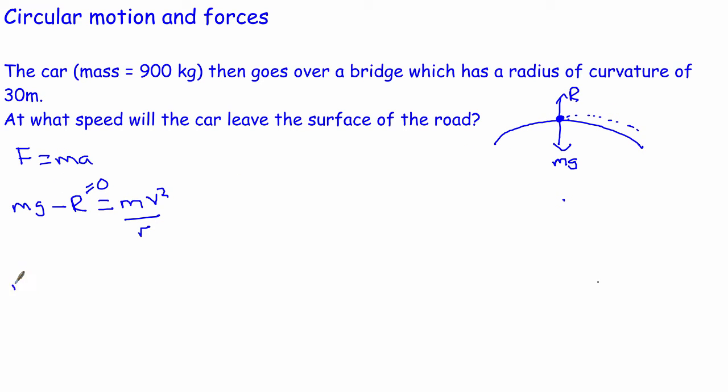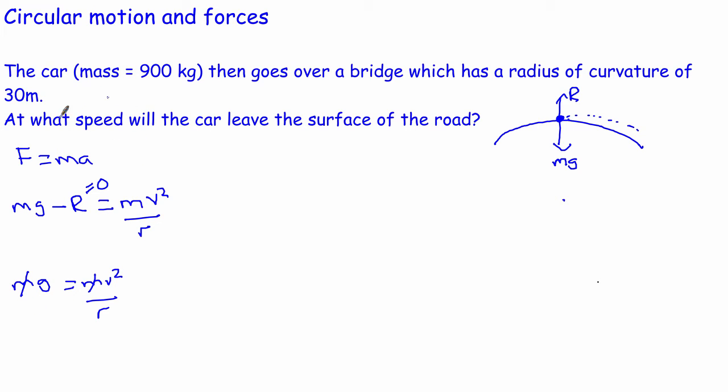So I can make this much simpler. So mg minus R, but R is 0, so I can ignore it, equals mv squared over r. And I can simplify this even more because I can actually get rid of the mass. It gives me the mass in the question, so I can use it if I want to, but because I've got m on both sides, I can just cancel it out.